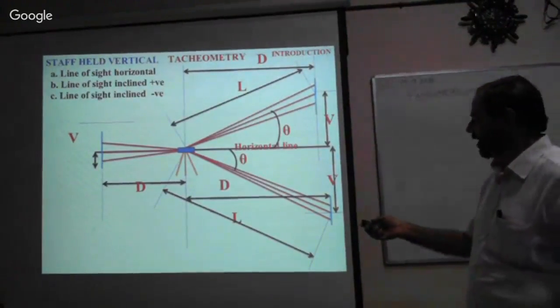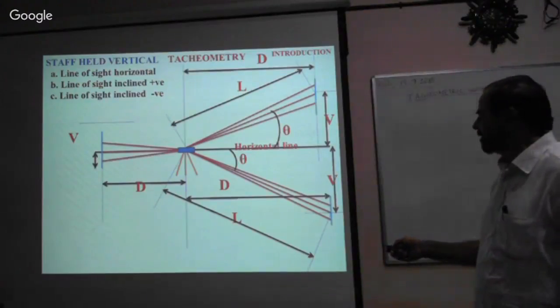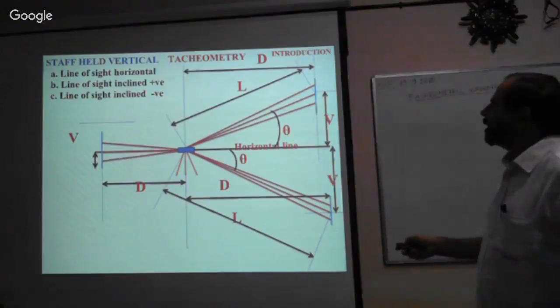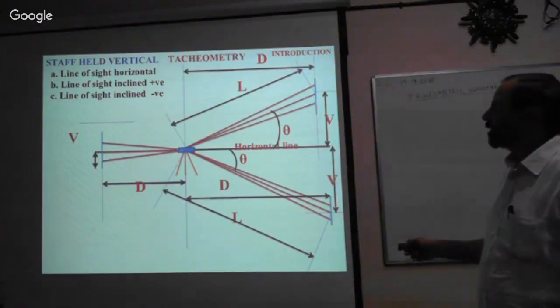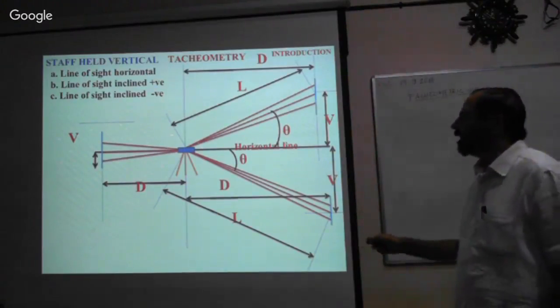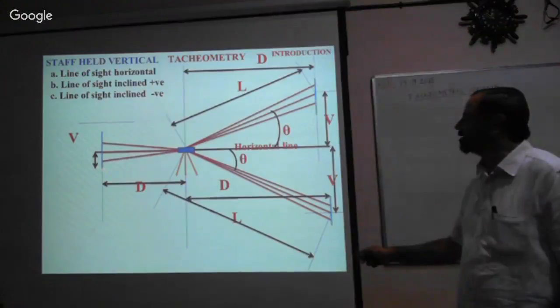I have taken this in a plain area for theoretical discussion. The same thing what we have now. Now here, please remember here. Now this is the first situation. Now the line of sight is horizontal. Now read. This is the location where we need to calculate the elevation.